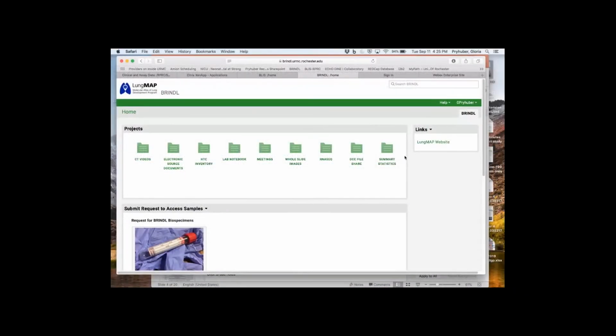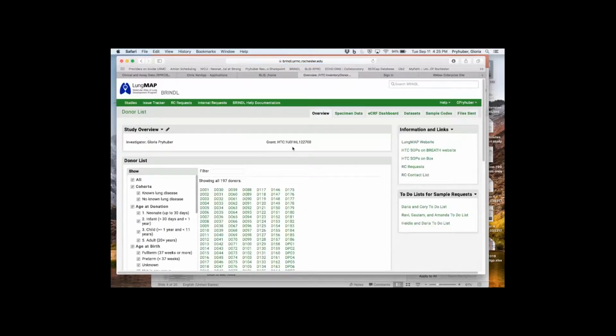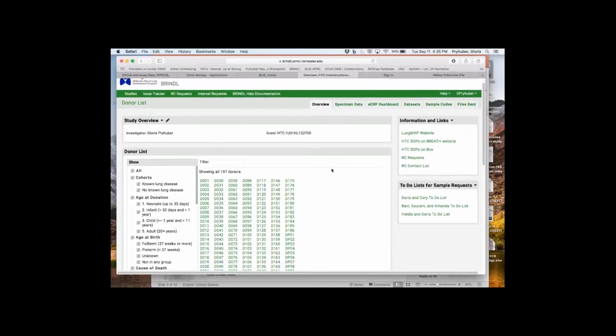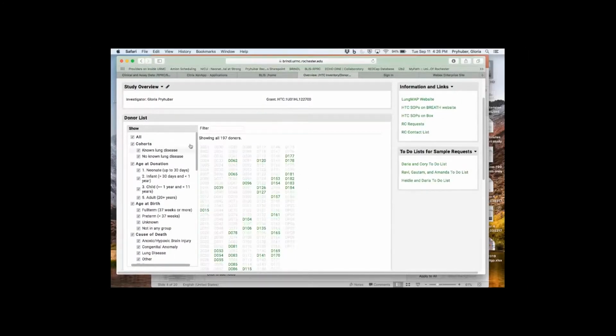Either the summary statistics or the HTC inventory. So we'll go into the HTC, we'll go to the donor list, and this is an important page, this overview page. What I've added here, these are all of the cases that are part of the inventory now. The DP are just those pilot studies that we did before we were really funded.